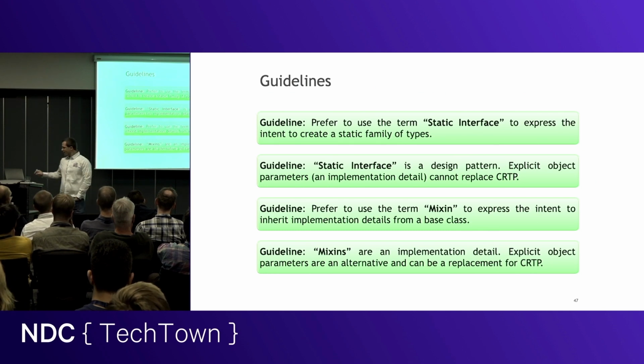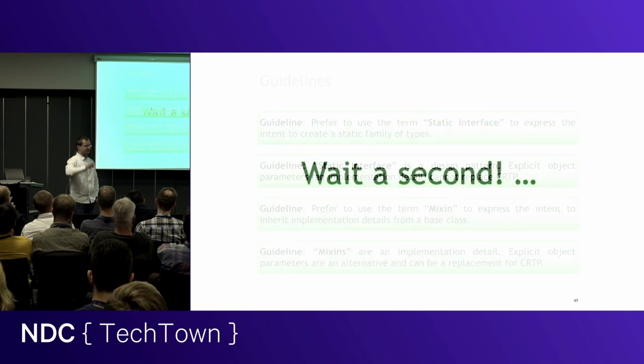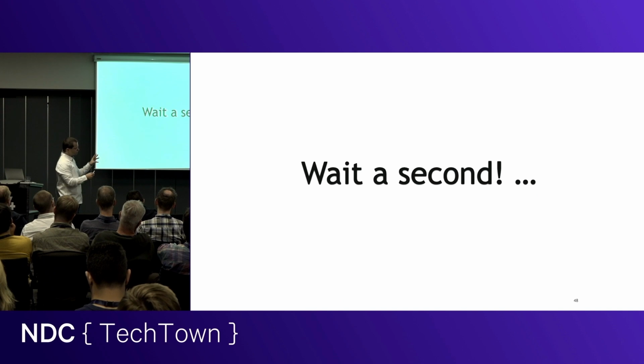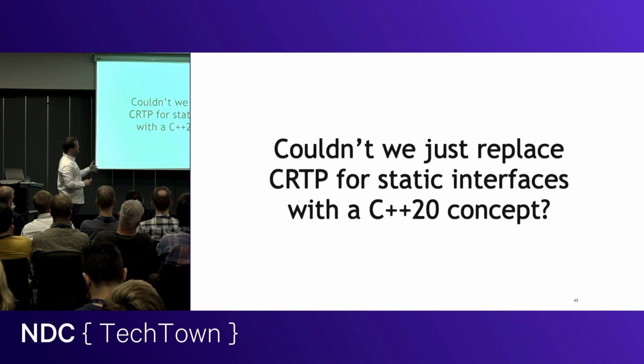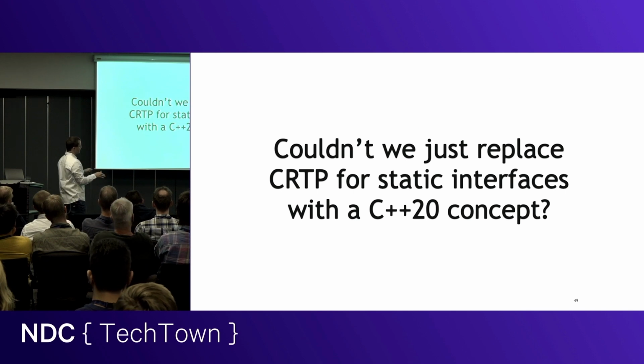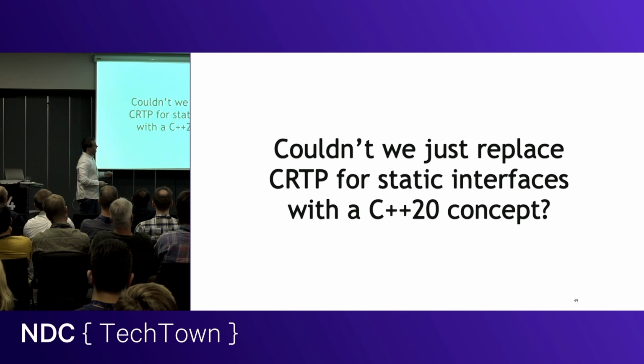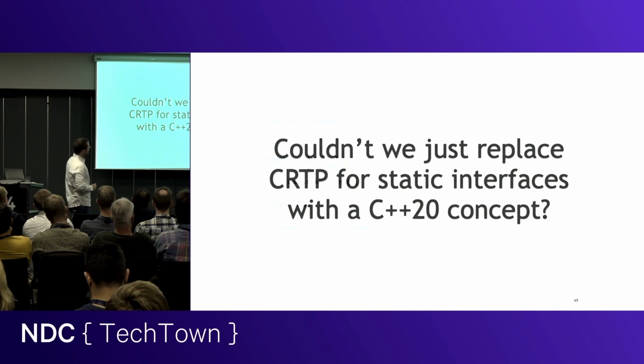All right. But now, of course, some of you say, wait a second, Klaus, I'm not entirely convinced about what you're saying here. CRTP has always been a little special, technically contrived, etc. Isn't it just much easier to replace CRTP entirely? Also for these static concepts with a C++20 concept? Isn't this just what we should do today? Oh, that's an interesting thought. So let's take a look.